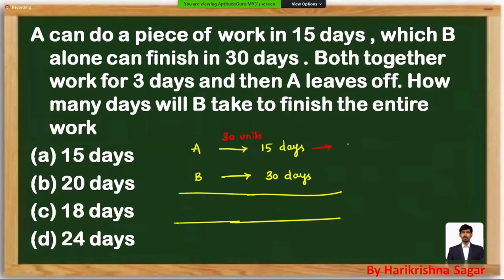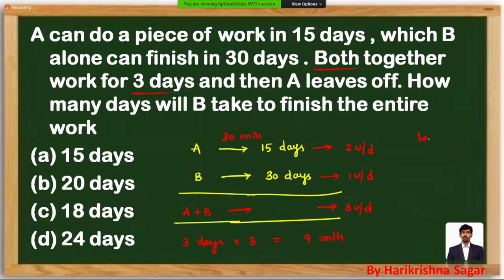A finishes 30 units in 15 days. That means he can finish 2 units in 1 day. B can finish 1 unit in 1 day. If A and B are working together, they are able to finish 3 units of work in 1 day of time. As per the story narrated, both together work for 3 days. In 3 days of time, they are able to finish 9 units of work.